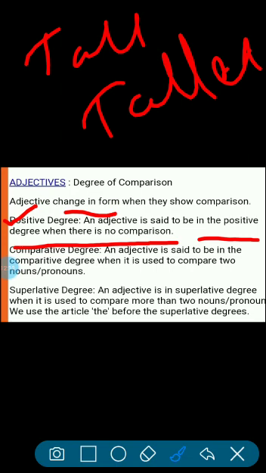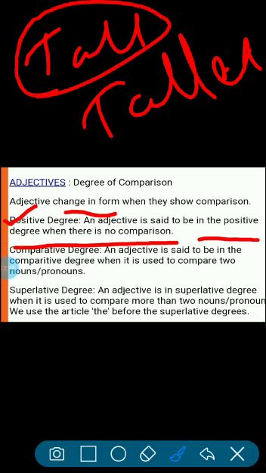What is the positive degree here? Tall. The basic word. We do not have any inflections to this word. This word is called positive degree. Tall, cold, hot, cool, smart, small. Okay, these words are in positive degree.